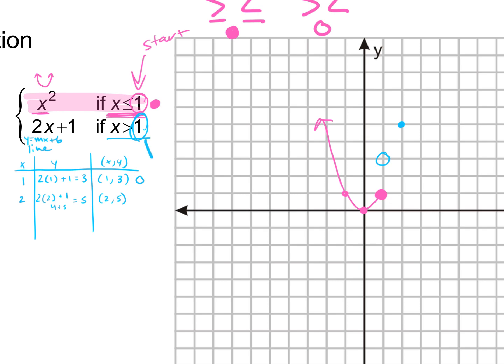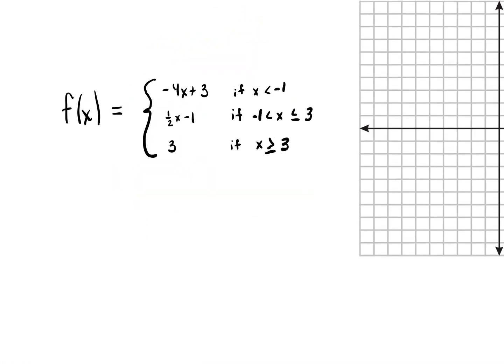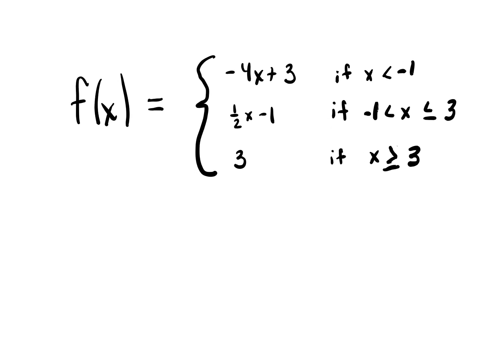So we start at the number that was given, and we go through the direction of the second point that we got. So this is our piecewise graph. All right, let's look at the next one. For the next one, we have 3 pieces, but we do the same thing. So let's start with our first piece.